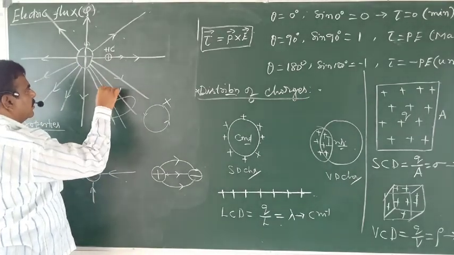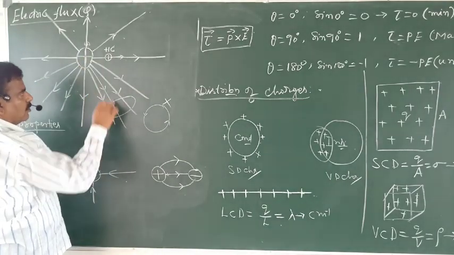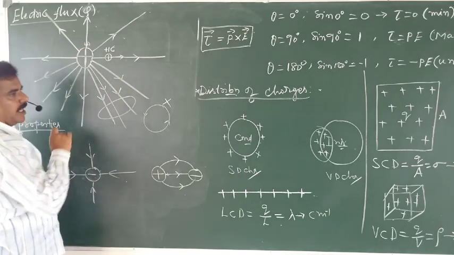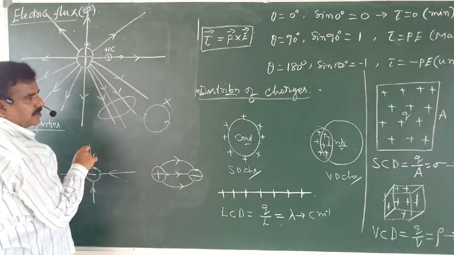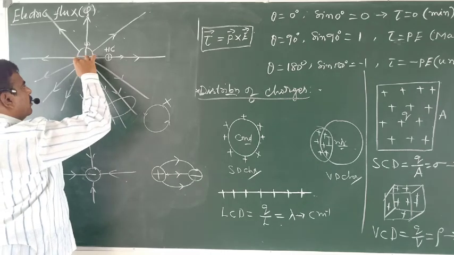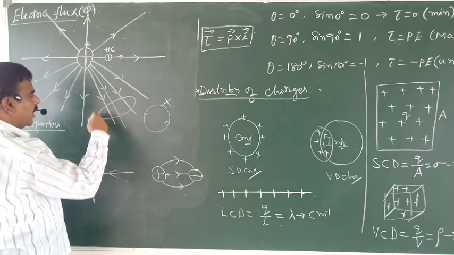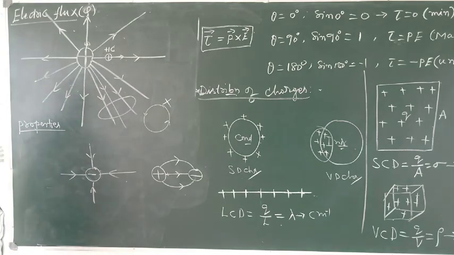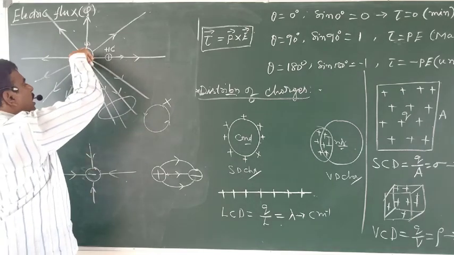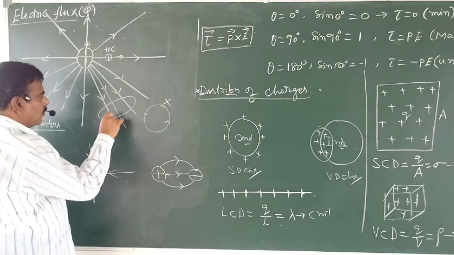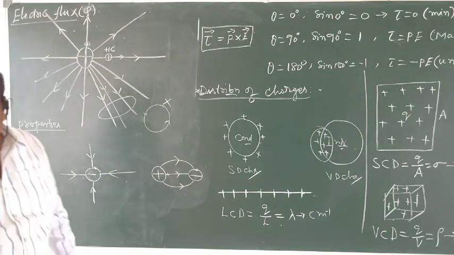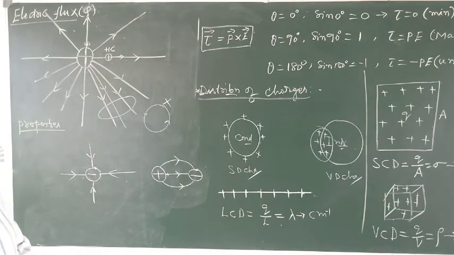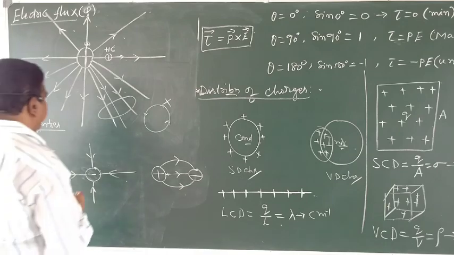The amount of water passing through an area is called water flux. The amount of light energy flowing through an area is called luminous flux. The amount of electric field lines passing through an area, understand this very clearly, is very, very important.